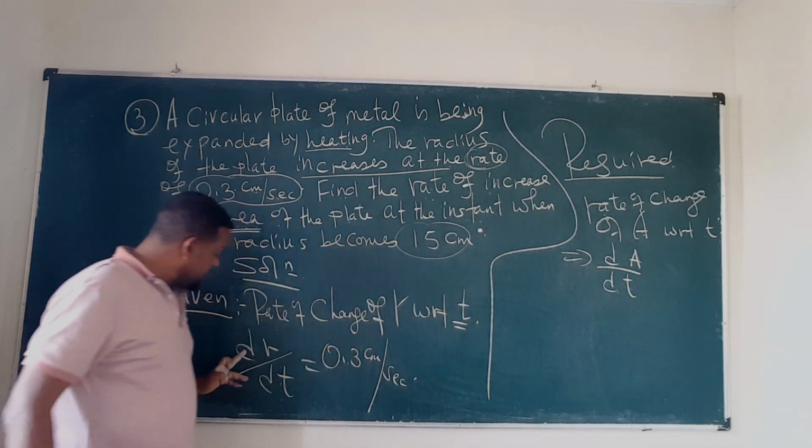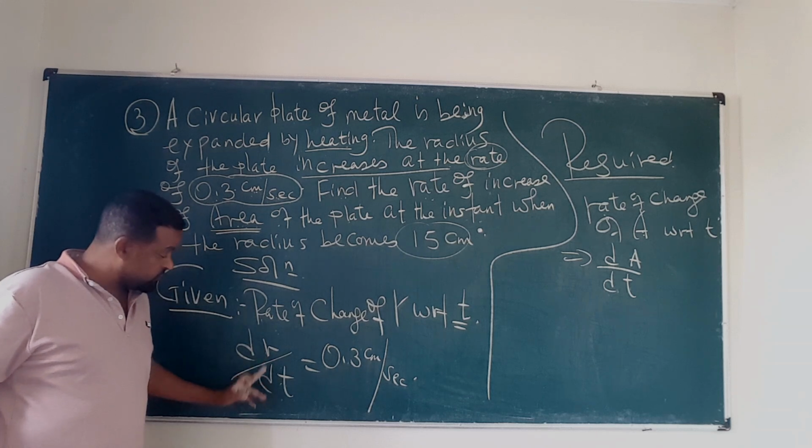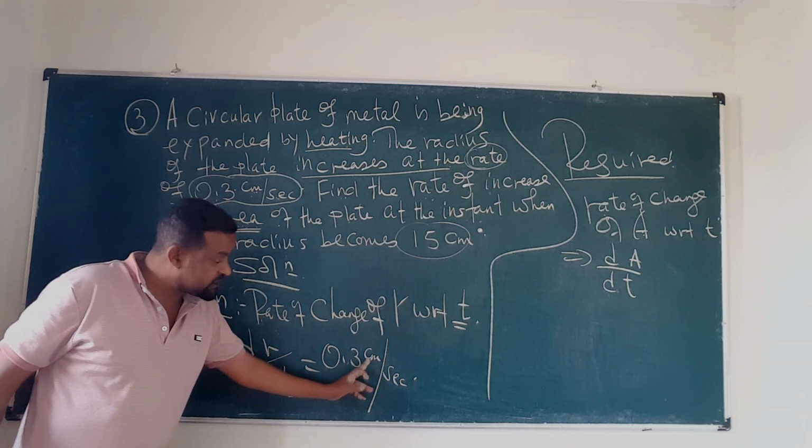The derivative of the radius of the circular plate with respect to time is given, which is 0.3 centimeter per second.